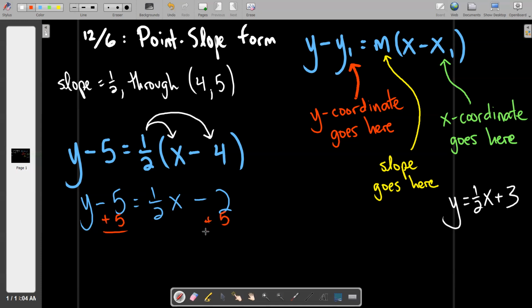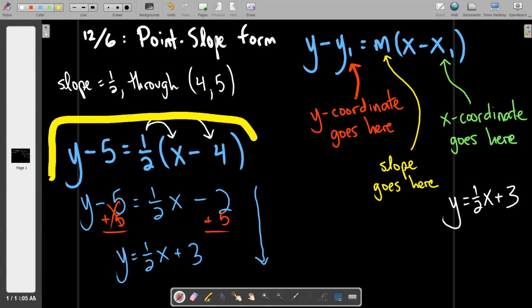You've done this about 927 times already, probably in the last 3 months, and then get rid of those, and presto, voila, take a look at this. You get y = 1/2 x - 2 + 5, which is +3. Jackpot. So you can see that's kind of neat. It actually works. You're not going to be asked to do all of these steps today. You're going to today get really good at just this. Writing the point-slope form is what we're going to practice a lot today.